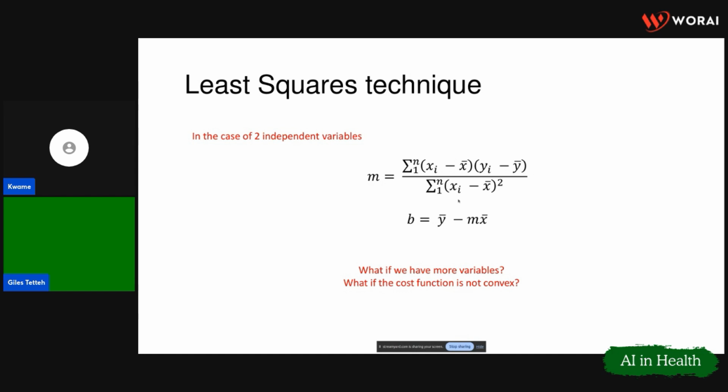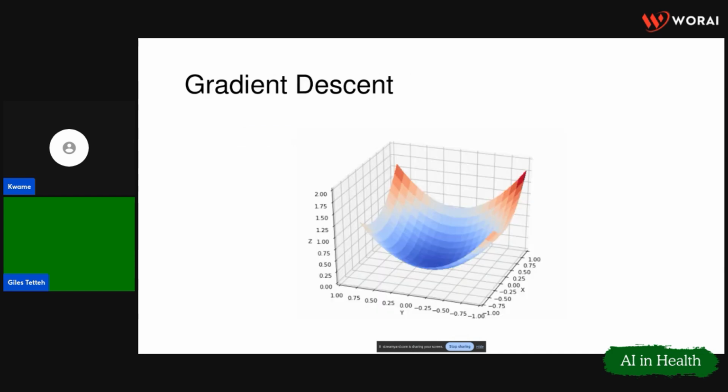So just not to bore you, in a case of two variables or two independent variables, we can easily estimate our m and b. And this we can do with a little bit of statistics in mind. However, in most machine learning tasks, we have multiple independent variables, and therefore it's not easy to estimate it this way. And that brings us to what we call gradient descent.